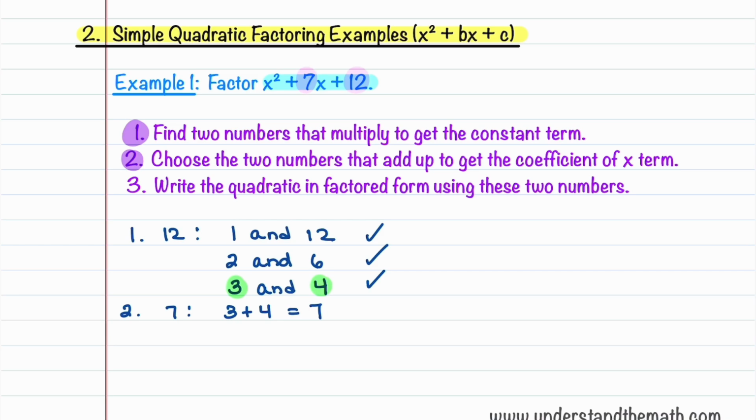Let's now highlight 3 and 4, because those are the numbers that are going to appear in our factored form. Our step 3 says that we're now going to write the quadratic in factored form using these two numbers. We have x squared plus 7x plus 12, and it's going to equal x plus 3 times x plus 4. And that is our final answer. It's our quadratic written in factored form. Let's now look at another example.